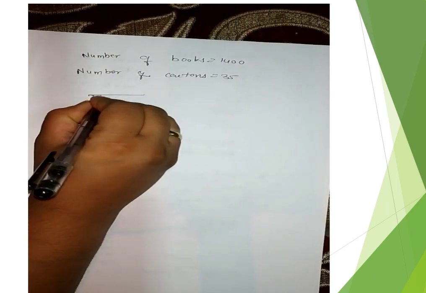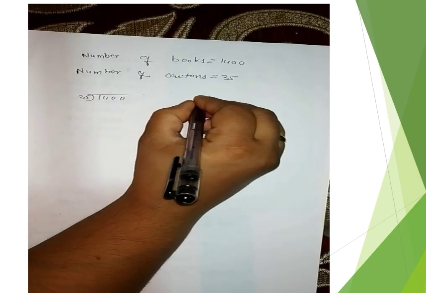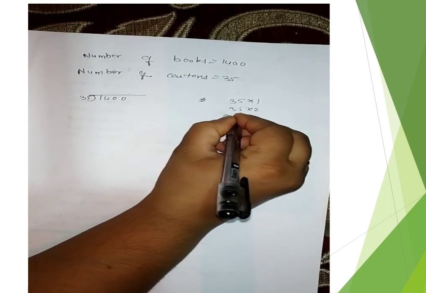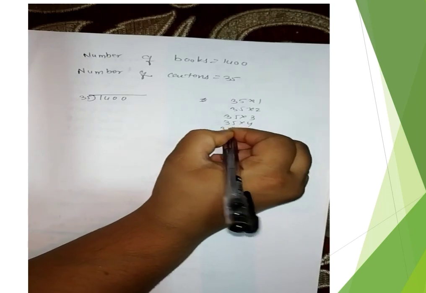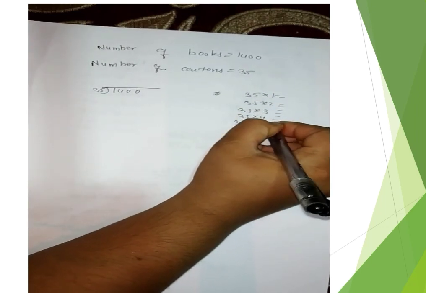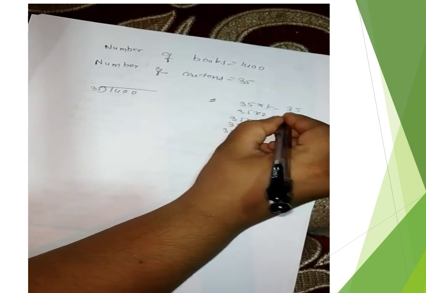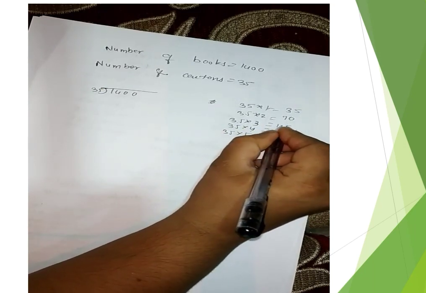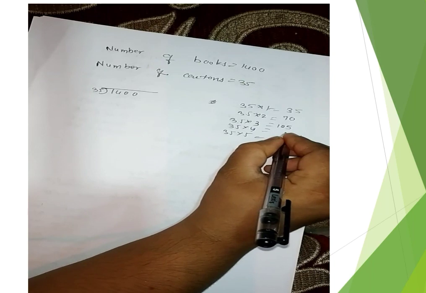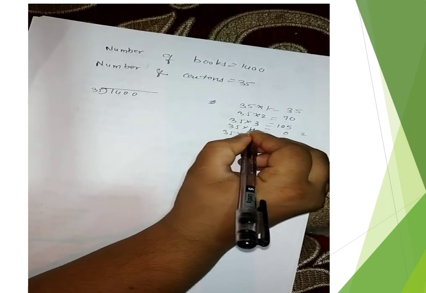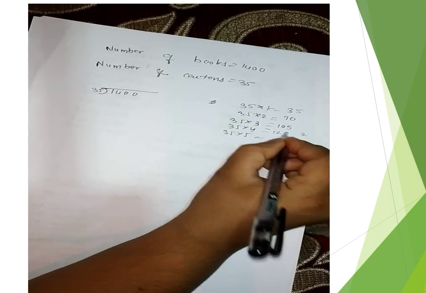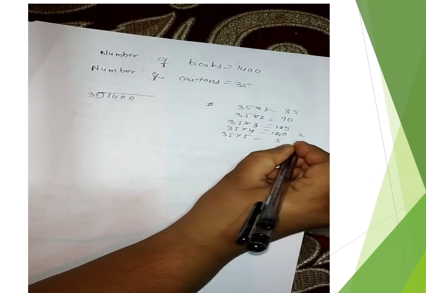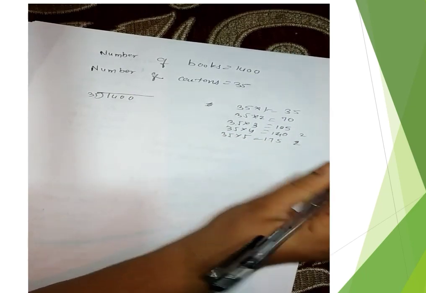So, here, 1400 divided by 35. So, we will write the table of 35. 35 into 1, 35 into 2, 35 into 3, 35 into 4, 35 into 5. 35. 35 into 2 is 70. 5 3s are 15, carries 1. 3 3s are 9 plus 1 is 10. 5 4s are 20, 2 carries. 4 3s are 12 plus 2 is 14. 5 5s are 25. 5 3s are 15, 16, 17.